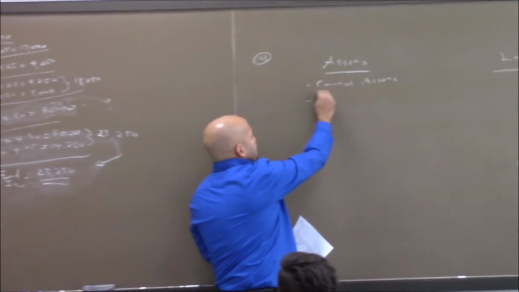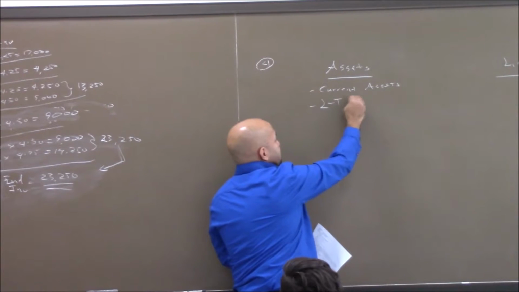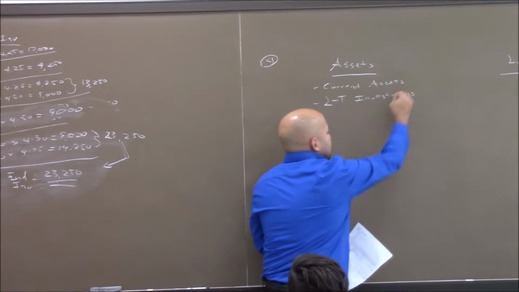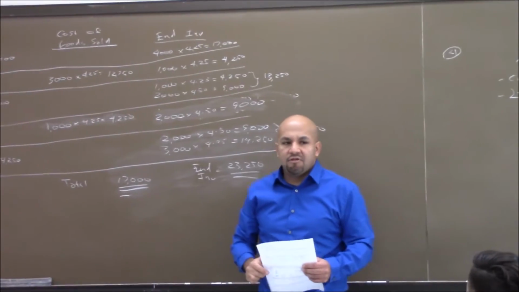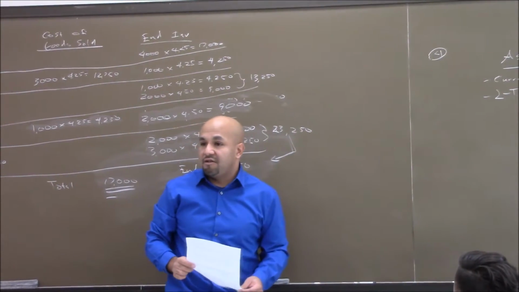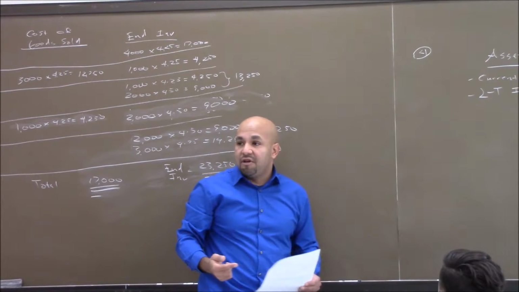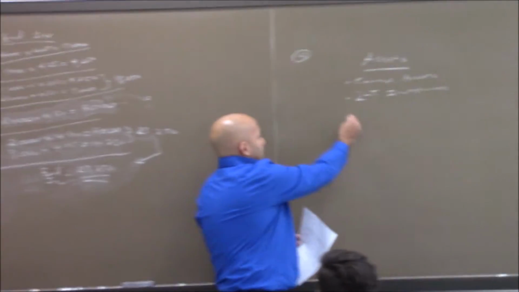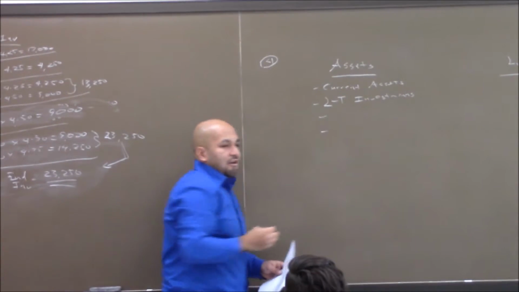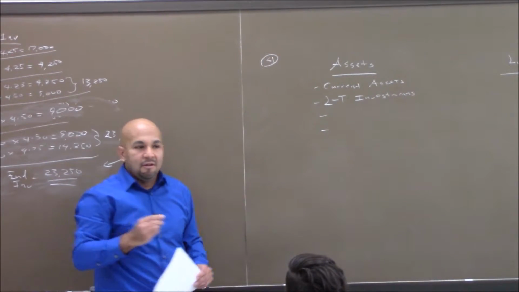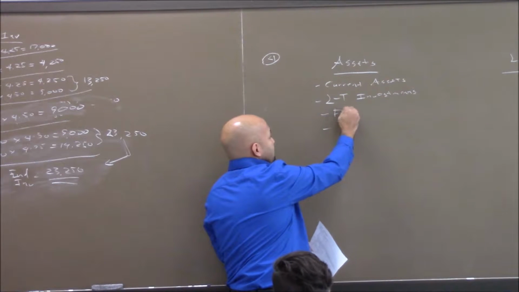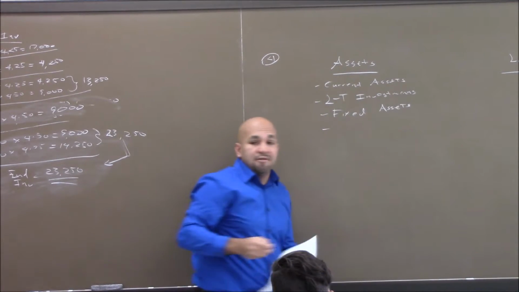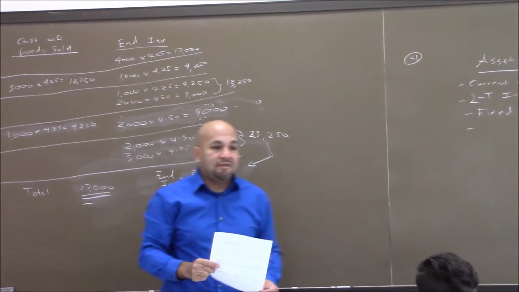Second category, and I'm going to abbreviate this one, long-term investments. These are investments that management intends to hold long-term, that is greater than a year. Again, they're not going to use them in operations, they're going to hold them as an investment, long-term investment. What's the next category that we just started talking about? Fixed assets, right? Fixed assets, plant assets, property, plant, and equipment, it all means the same thing.